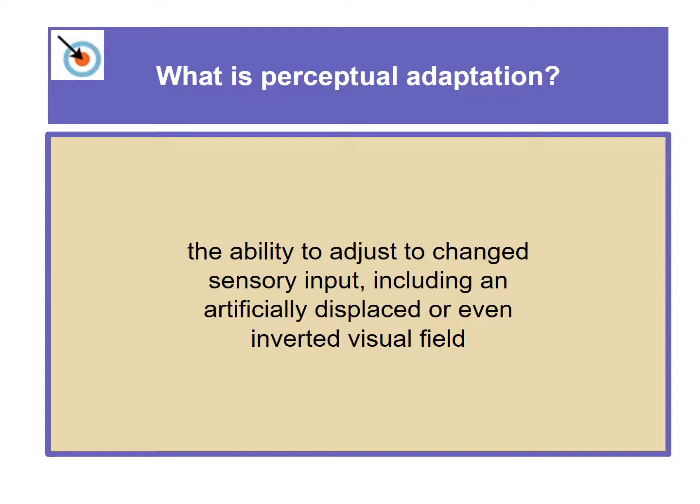Perceptual adaptation is the ability to adjust to changed sensory input, including an artificially displaced or even inverted visual field.